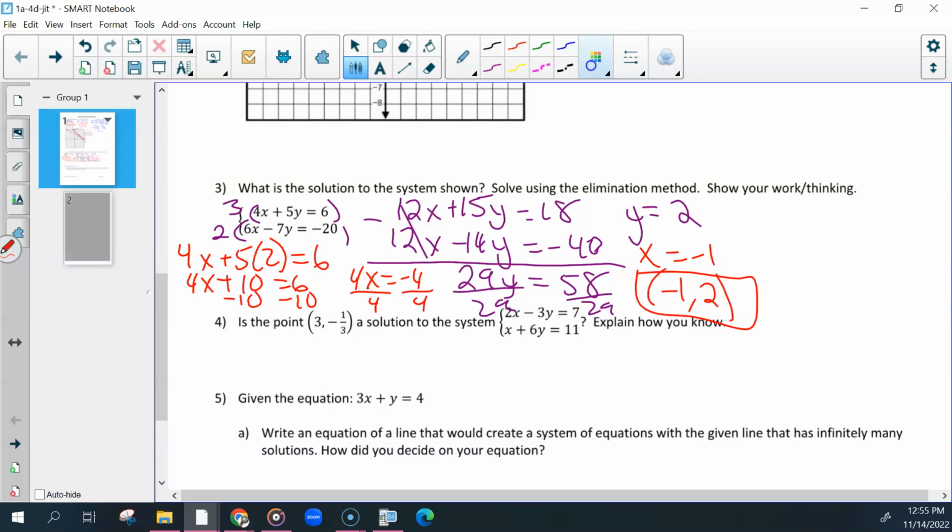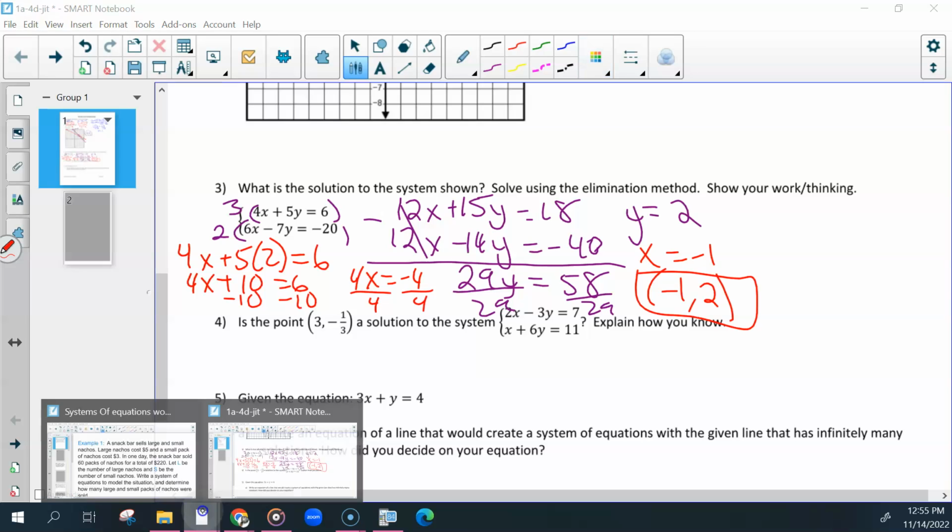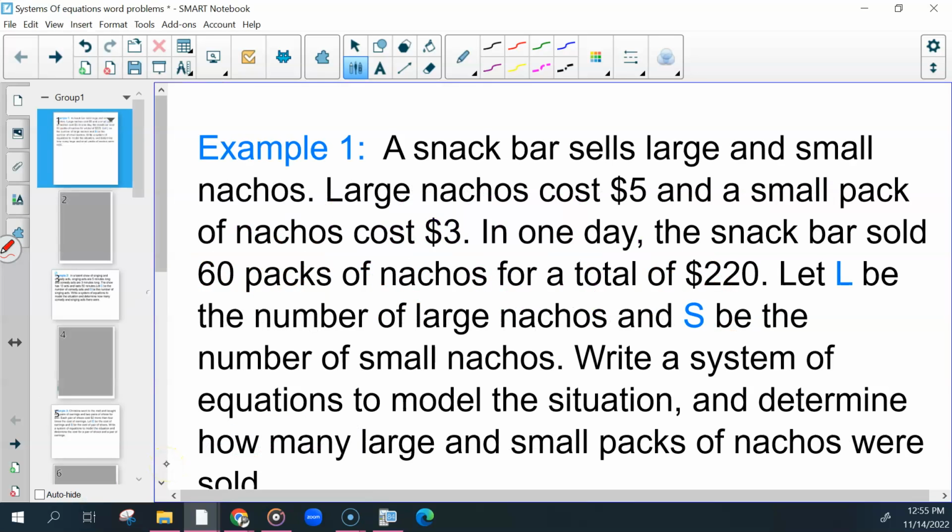Today, we're going to talk about word problems. Everyone should have this packet in front of them. There are a couple things nice about these word problems. One, there are only 3 ways to solve them: graphing, substitution, or elimination. So the how, we already know how to do. It's just setting it up.